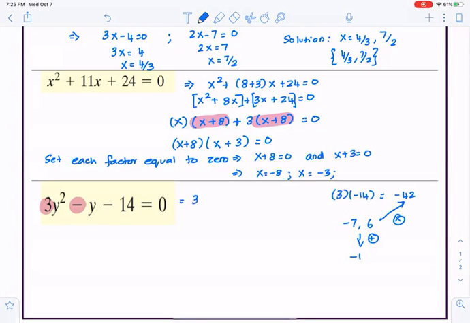So I'm going to write the equation as 3y squared plus negative 7 plus 6y, and that is going to correspond to the negative 1 we have there, minus 14 equals 0. So 3y squared minus 7y plus 6y minus 14 would equal 0. Now we have grouped things successfully. So group 1, group 2.